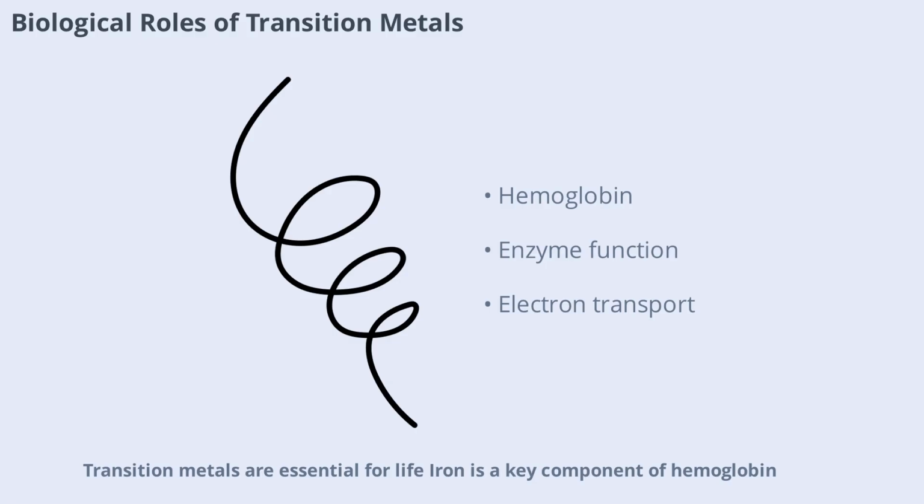Transition metals are essential for life. Iron is a key component of hemoglobin, enabling oxygen transport in blood. Zinc is vital for enzyme function, while copper plays a role in the electron transport chain. These metals are carefully regulated in biological systems to maintain health and support complex biochemical reactions.